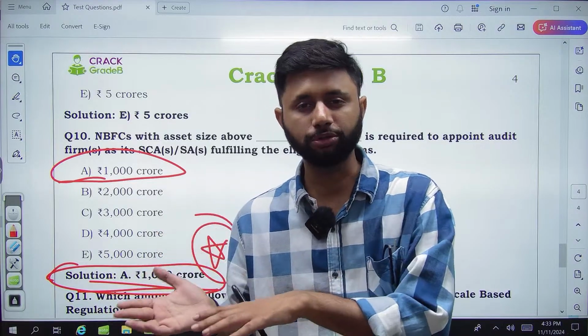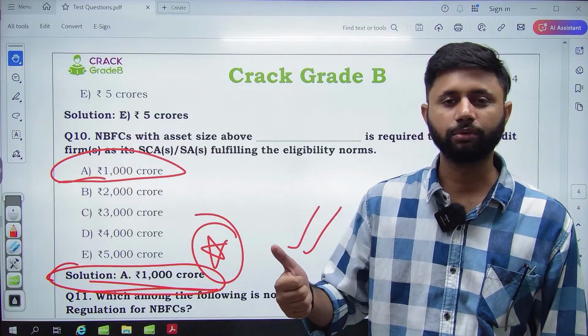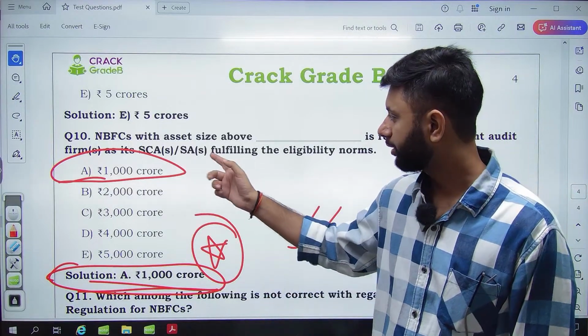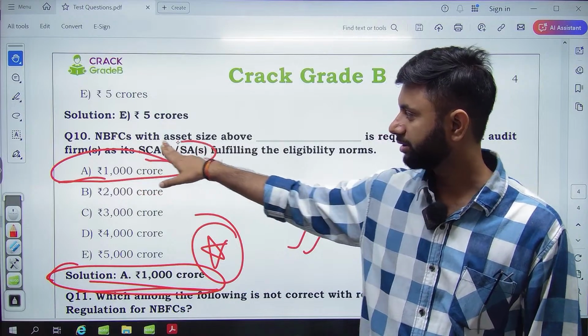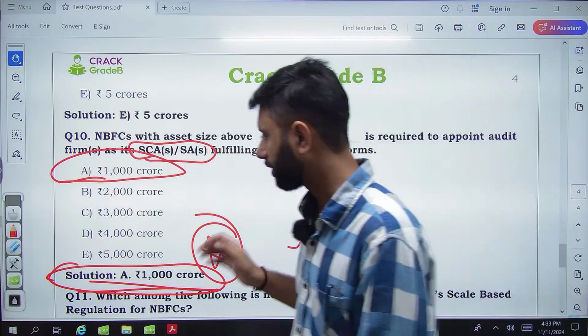तो जो middle layer में पहुंच चुके हैं, they necessarily have to appoint an audit firm as a statutory auditor. है ना? I hope this is clear.